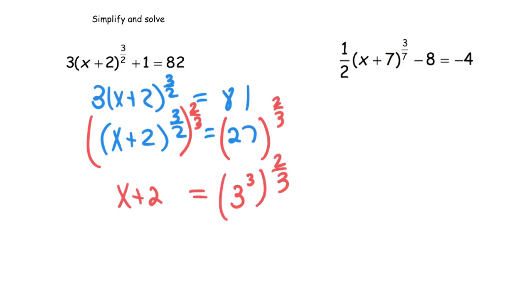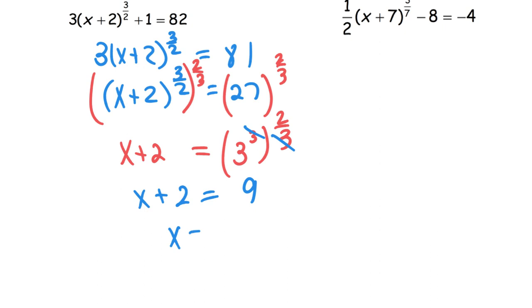And then we would have x plus 2 equals 9. Very good, because the 3's will cancel. And so we get x equals 7.